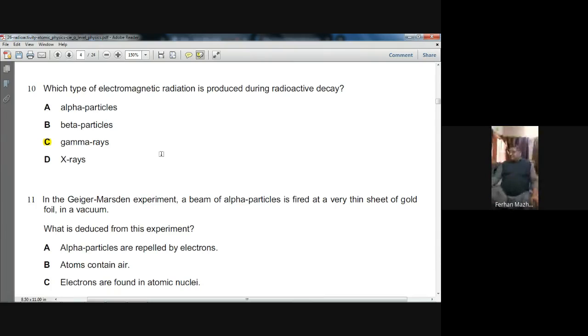You understand? The gamma is part of the electromagnetic spectrum, and so the gamma is the answer.